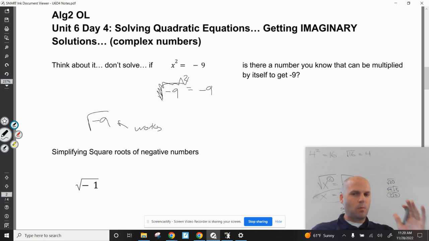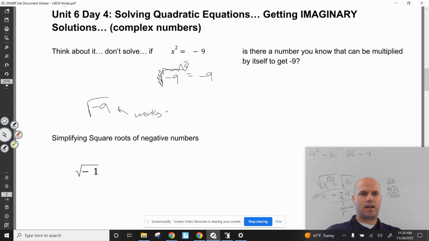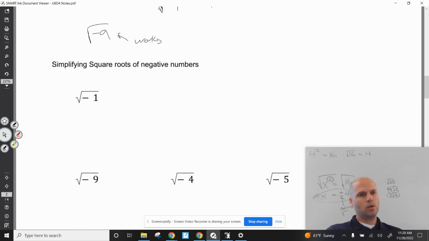So since we know it works, we're actually going to call this an actual thing. We're going to call this an imaginary number. And we're not going to write it as the square root of negative 9. We're not going to write it as the square root of negative 1. We're going to just say that it is an imaginary number i. i stands for imaginary. What do you mean by imaginary? It's using the square root of a negative number, which you can't do. It's more of a concept.